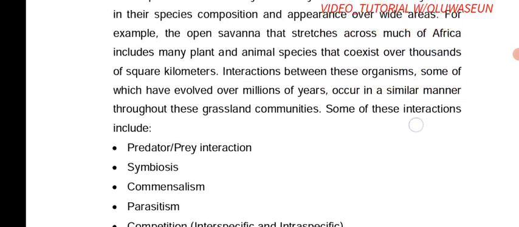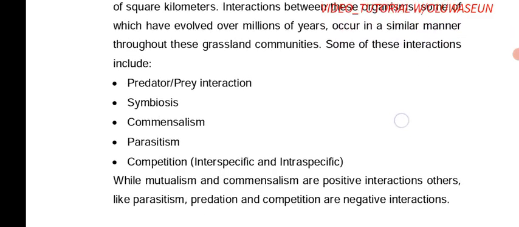These interactions can be divided into five. We have predator-prey interactions, symbiosis, commensalism, parasitism, and competition. This competition could be interspecific or intraspecific. Now, let's break it down one by one.